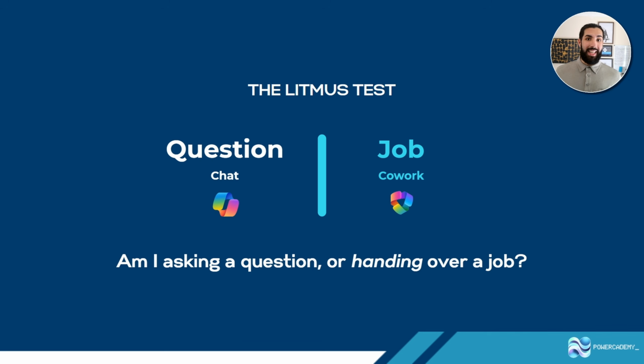So the main litmus test, right? Again, probably self-explanatory, but I think it's important to speak about here. If you have a question, we're going to move to chat, right? If you have a job, if you have something to hand over, if you have a deliverable that you need, then we're going to give that to Cowork. Are you asking a question, or are you handing over a job that needs a clear deliverable back for you? And this would allow you to decide if you should go with Copilot or if you should go with Cowork.